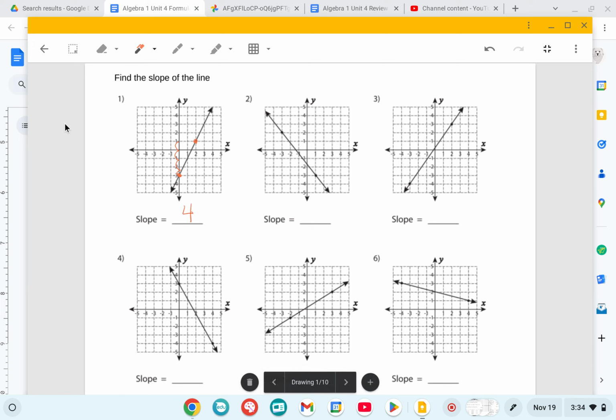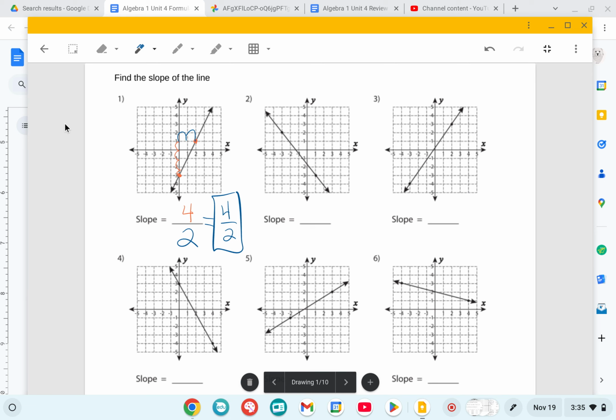Remember to always check yourself. This is a positive slope because it's going up from left to right. So we're going to keep that in mind. And then the run is going to be 1, 2, over 2. So 4 over 2 is your answer. You could reduce that, but you don't need to. That's pretty much it for this whole page.